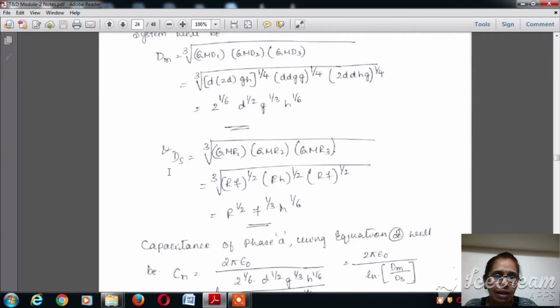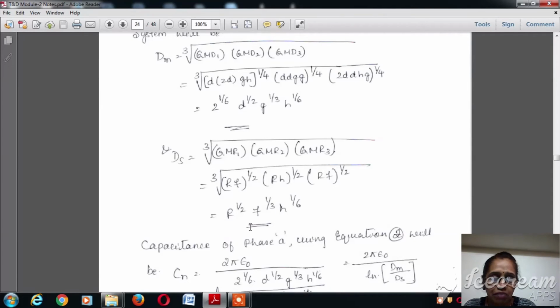Similarly, we can calculate the self GMR, which is equal to DS, the cube root of GMR1 into GMR2 into GMR3: RF to the power 1 by 2, RH to the power 1 by 2, into RF to the power 1 by 2.